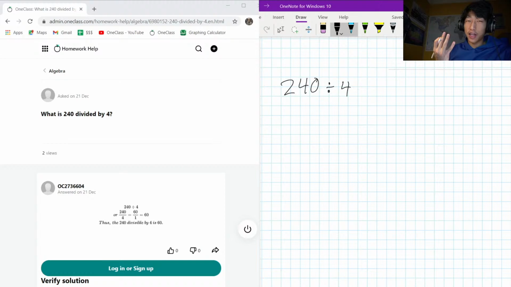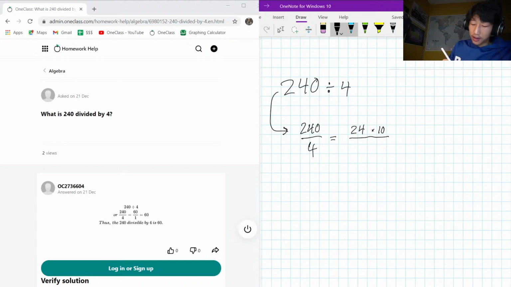But another way that we can see this more clearly is as a fraction, 240 over 4. We know that 240's last number is 0, so it's easily divisible by 10, and we know that 24 times 10 is 240. So that's 240 on the top divided by 4, and we only need to divide one of these two terms by 4 to make this work out. 10 divided by 4 is 2.5, not really a great number, but 24 divided by 4, we know that's going to be 6. So this is equal to 24 over 4 times 10.